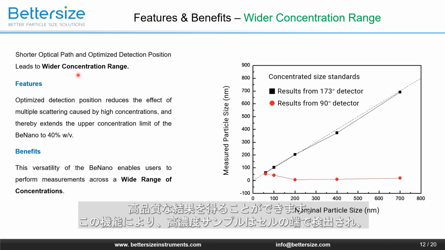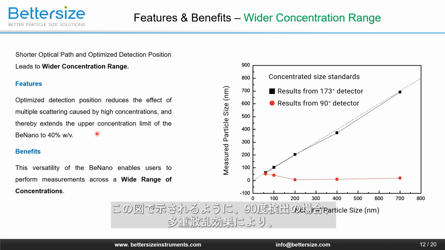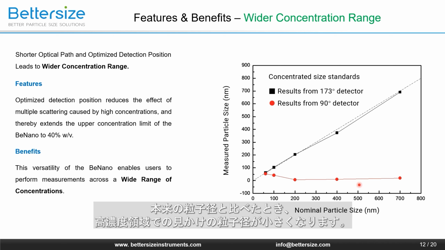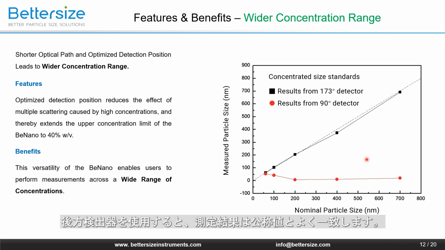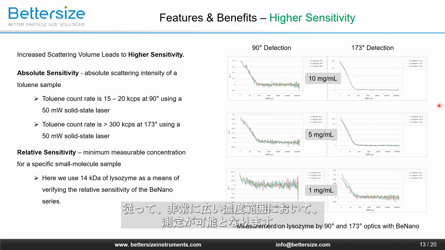By doing so, the highly concentrated samples can be detected close to the edge of the sample cell, effectively minimizing the multiple scattering effect. As shown in this figure, using the 90-degree detector, the multiple scattering of concentrated size standards reduces the apparent particle size when compared to the true nominal value. Using the back detector, the results are in much better agreement with the nominal values. Therefore, the measurement of samples across a very wide range of concentrations becomes possible.